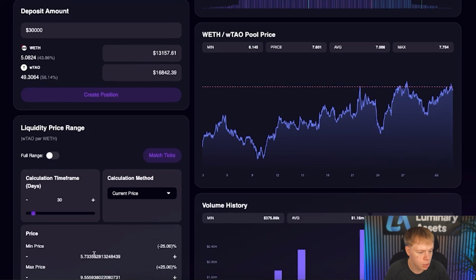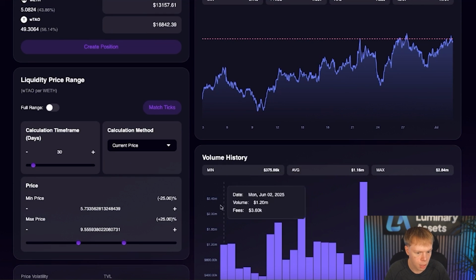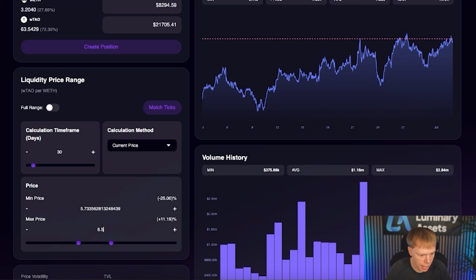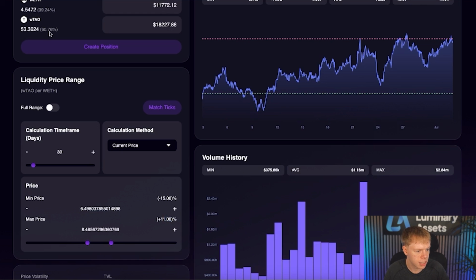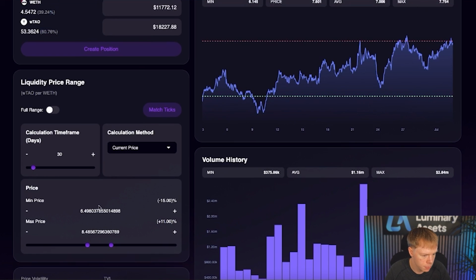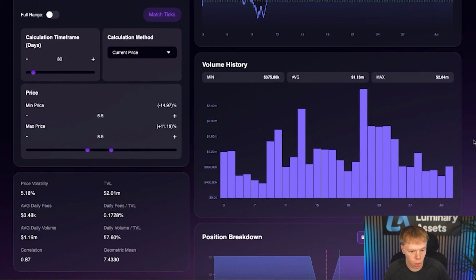And as we start to adjust our range, perhaps we want a little bit tighter of a range, maybe something like 8.5, which would be plus 12% roughly. And then over here, we'd probably want to adjust this to be something along the lines of 60% TAO and 40% Ethereum. So 6.5 to 8.5. Simple as that. And then from there, we can determine how much volume we want to factor in.